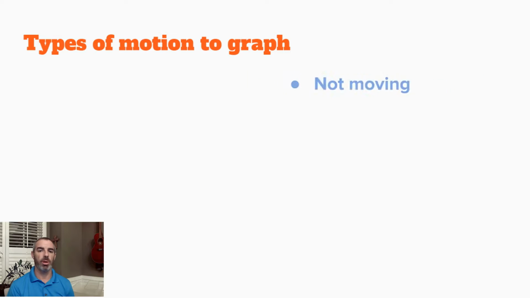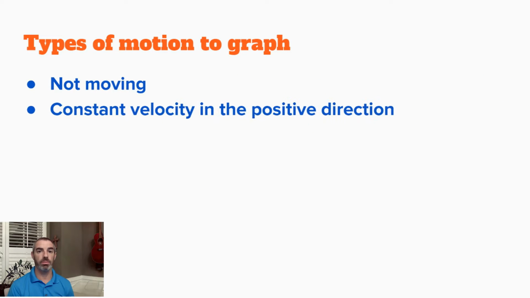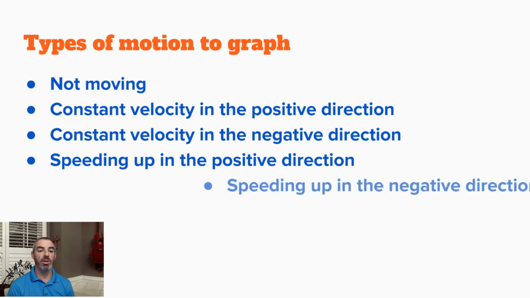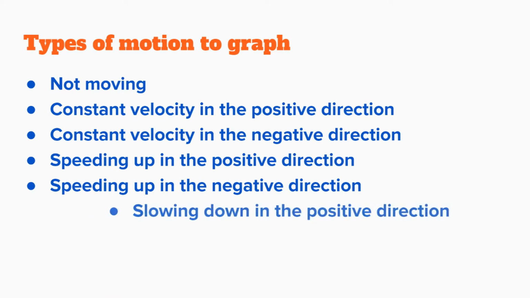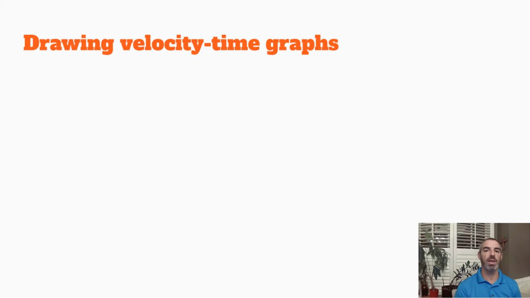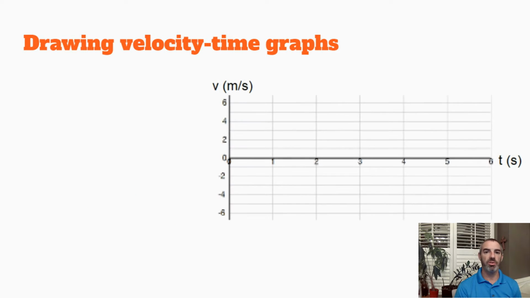So let's start first by looking at the types of motion: not moving, moving at a constant speed in the negative and positive direction, speeding up in the negative or positive direction, and slowing down in the negative or positive direction. So just like in the position time graphs, we have 7 types of motion. So let's look at drawing a velocity time graph.